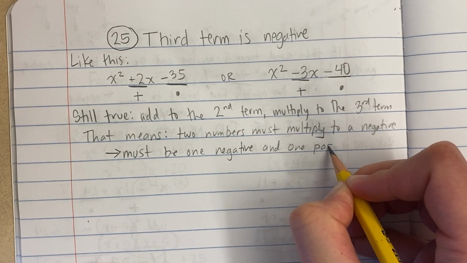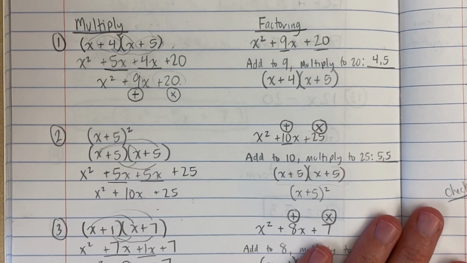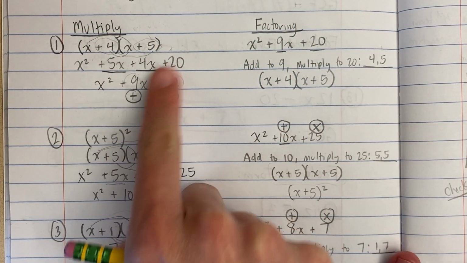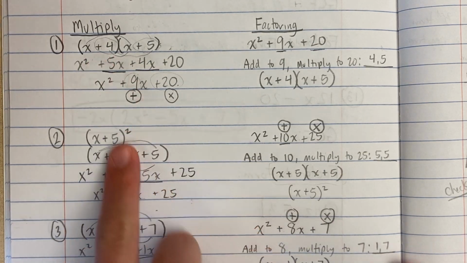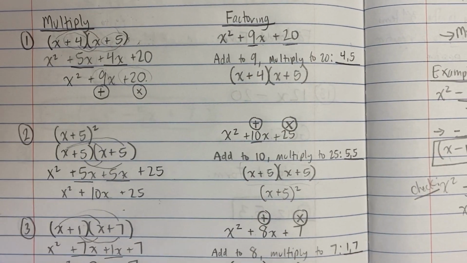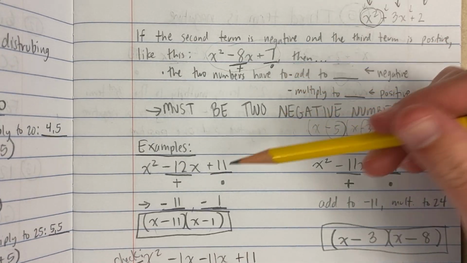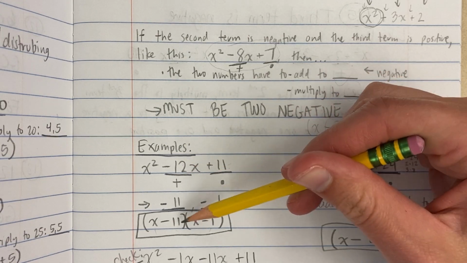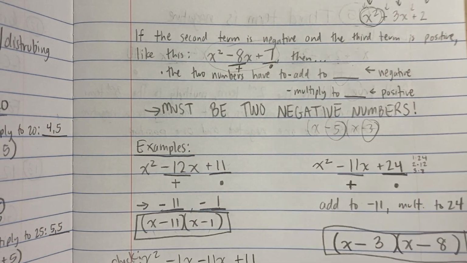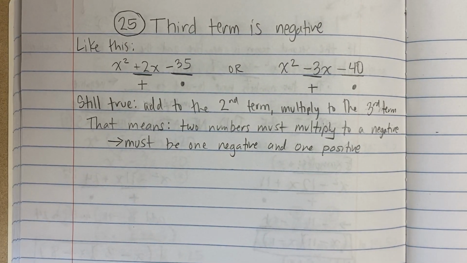So this time, rather than getting, when we first started talking about this, we had all positives and both my numbers were positive, right? I would get like positive 4 and positive 5. Then we said, oh, what if the two numbers multiply to be positive and add to be negative? Well, then I have two negative numbers, okay? So this is different. Now there's going to be one positive and one negative.